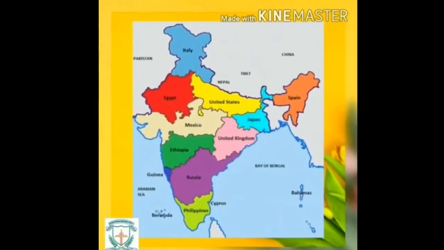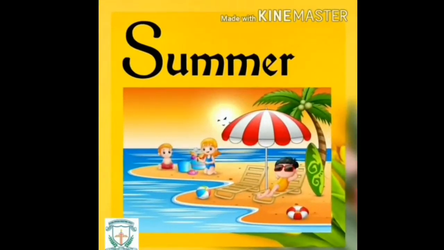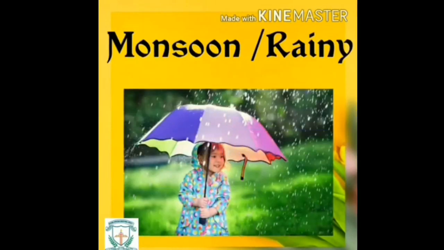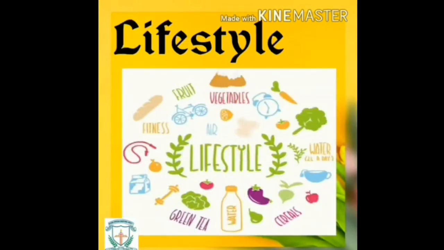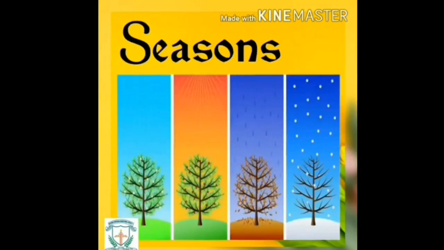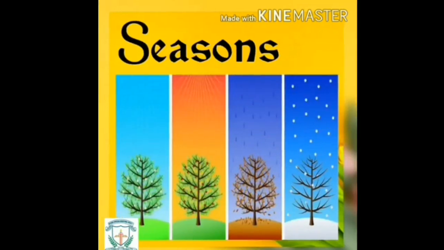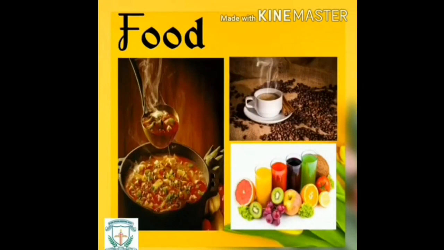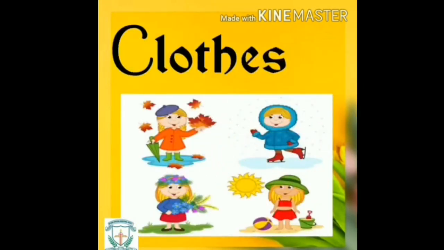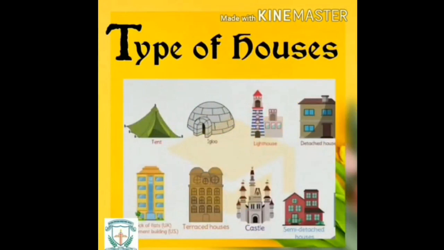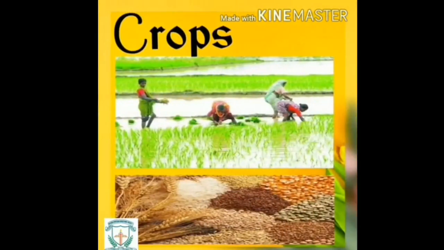In India, we enjoy 3 seasons: summer, winter, and monsoon or rainy season. Our lifestyle varies according to seasons. It influences what we eat, what we wear, and even the type of houses we live in. It also determines the crops that farmers grow.